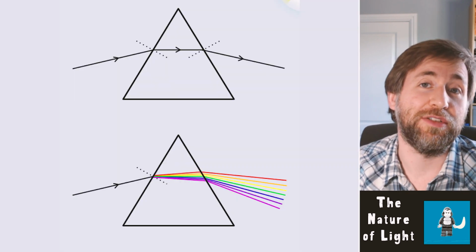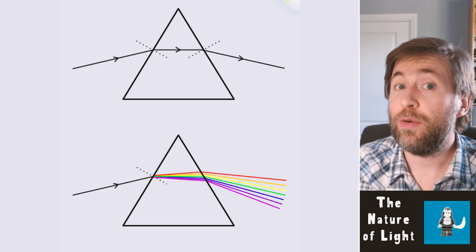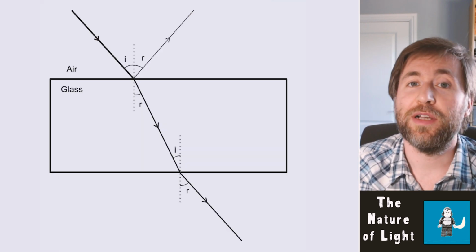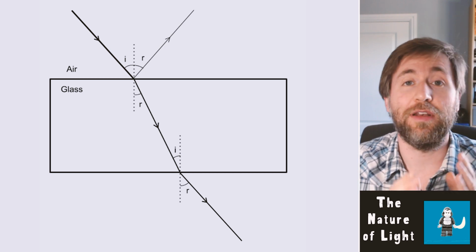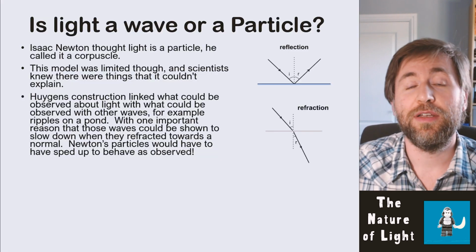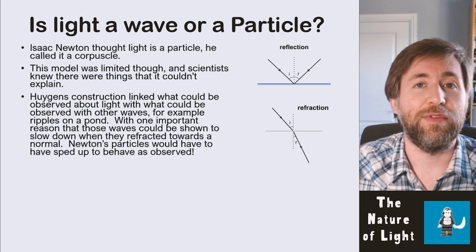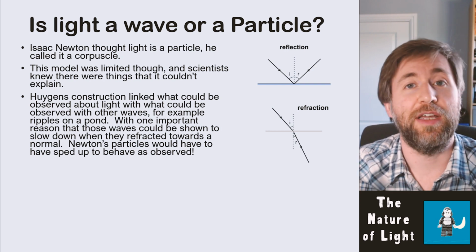Newton explained refraction with light being a particle, and that worked as well, but it meant that the particle would have to speed up to do that refraction. So it could be demonstrated that light could be refracted, but the model didn't fit very well with both the particle theory and the wave theory.